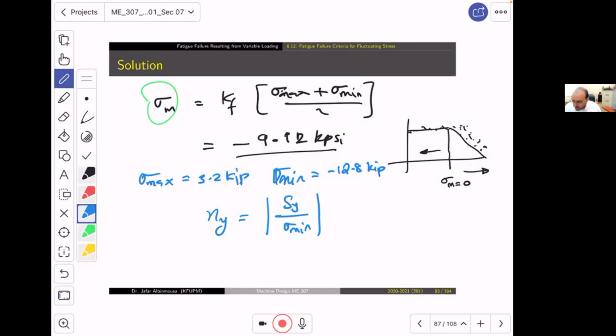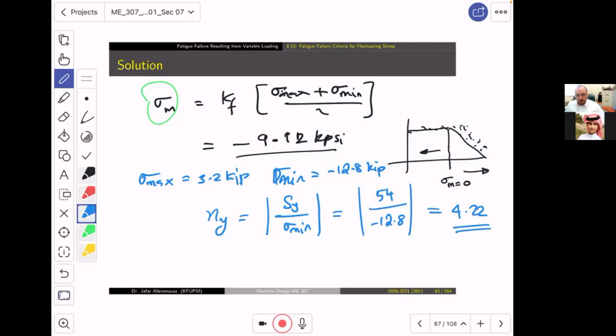So I will put the yield. The yield was 54 kpsi, and then the absolute value of 12.8. Remember, I put the minimum, not the mean. And then I get 4.22. This is safe. It will not yield. This means it is safe. Doctor, did you put 12.8 because it's higher in magnitude than 3.2? Of course, yes.